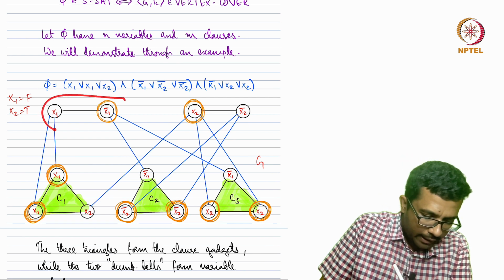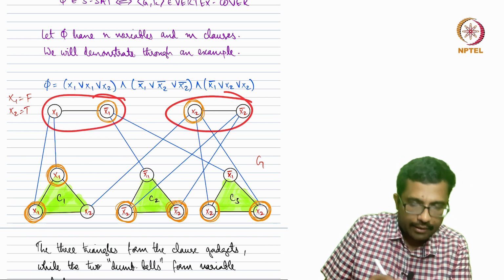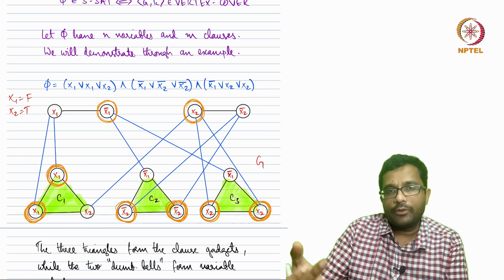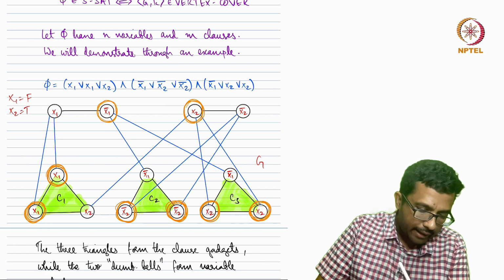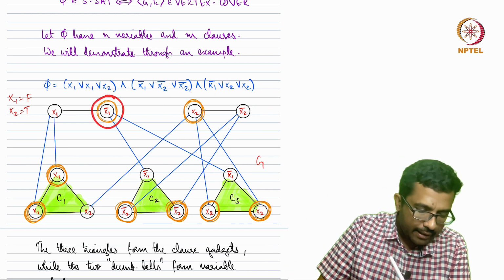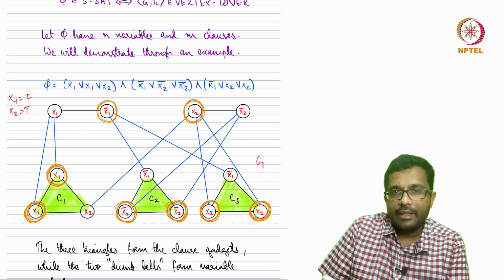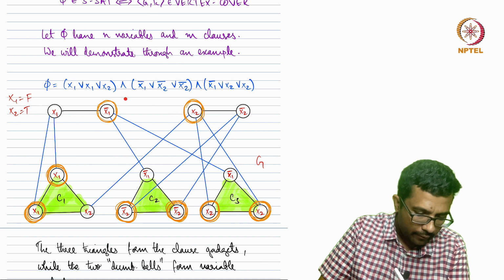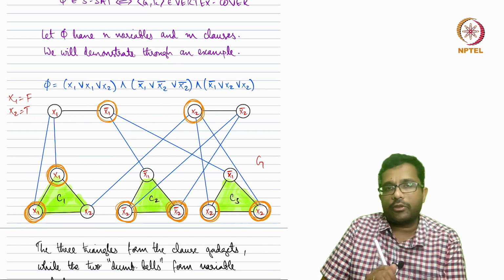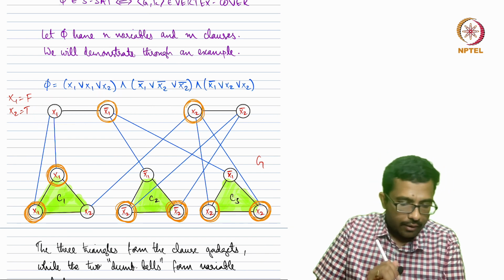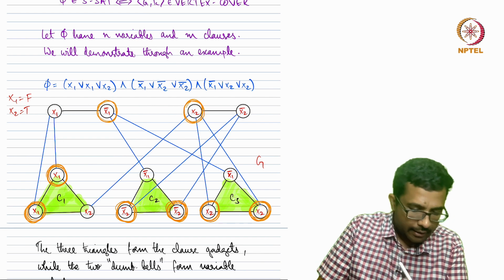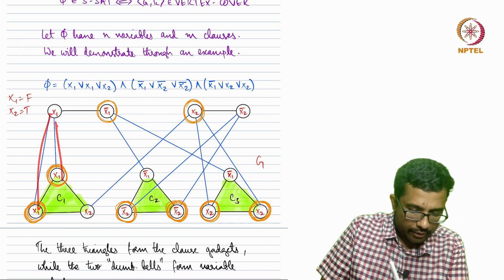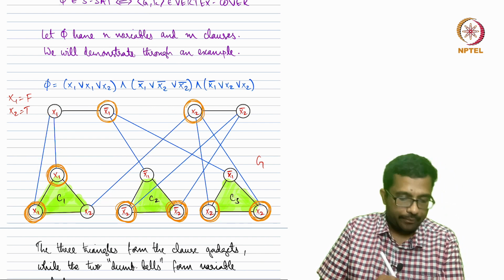Now all the edges in the variable gadget, right? The variable gadget just consists of 2 vertices and 1 edge, that is covered by the single vertex that we have picked from each variable gadget. So all the edges in the variable gadgets are also covered. What remains to argue is the edges that are going across.